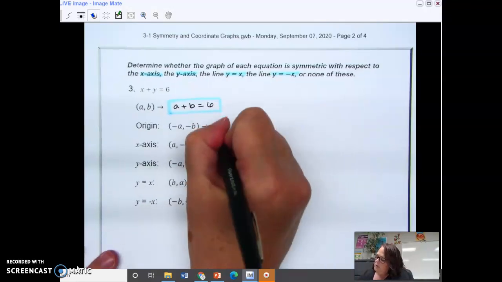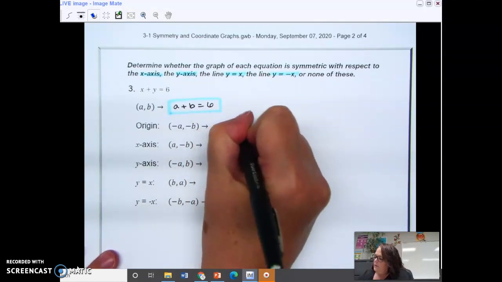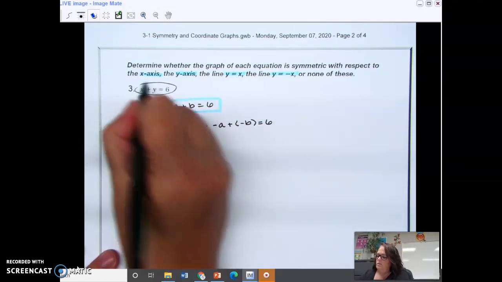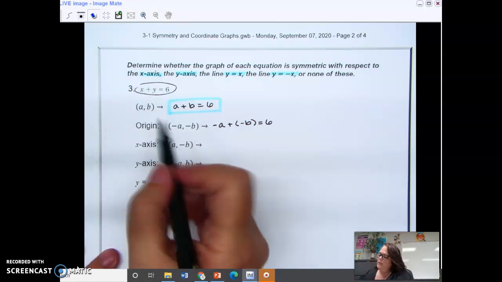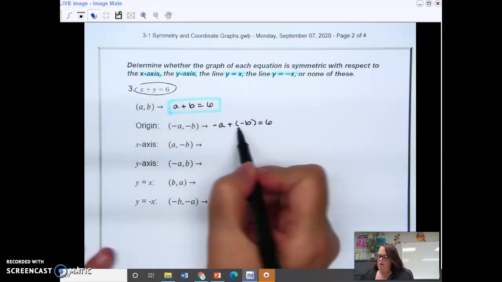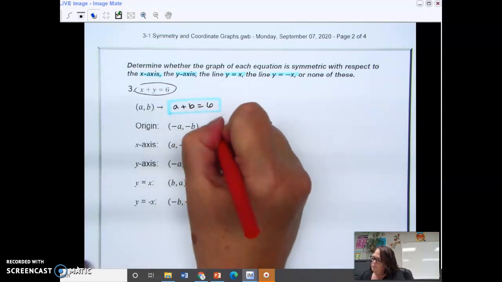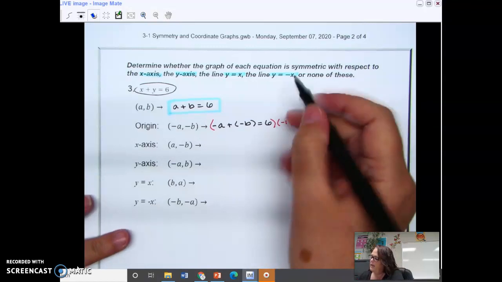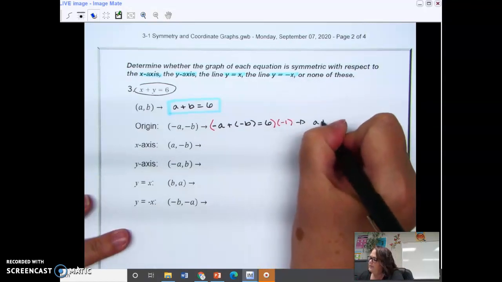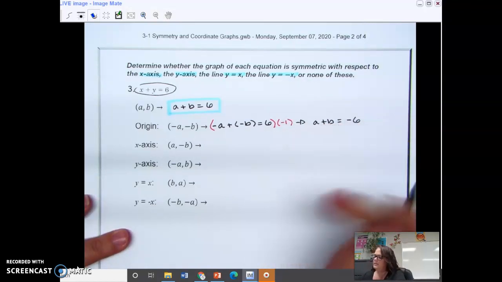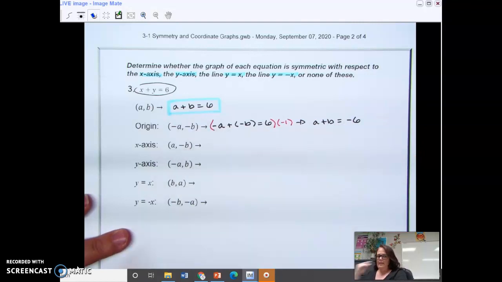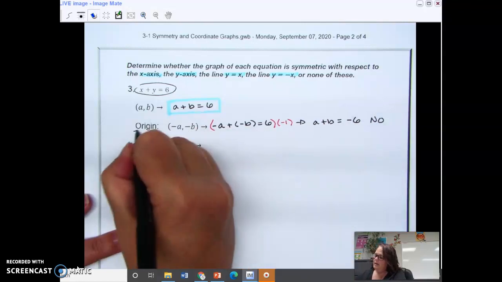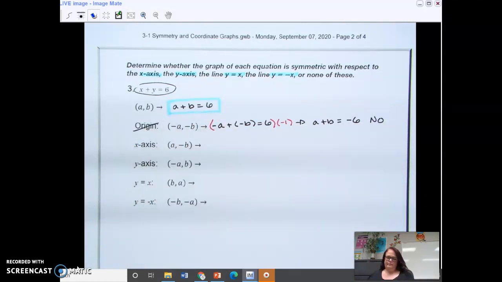So substituting here, we get negative a plus negative b is equal to 6, substituting that into this equation right here. Okay, so I notice these a's and b's are positive, these are negative, so I'm going to go ahead and multiply everybody through by -1. And so if I distribute that, I get a plus b is equal to -6. And so do you see that there's no way to make it exactly the same as that blue one? So we're going to say no, it is not symmetric with respect to the origin.